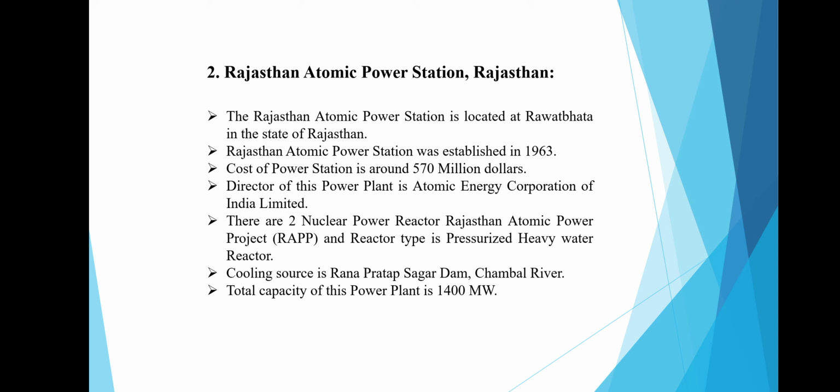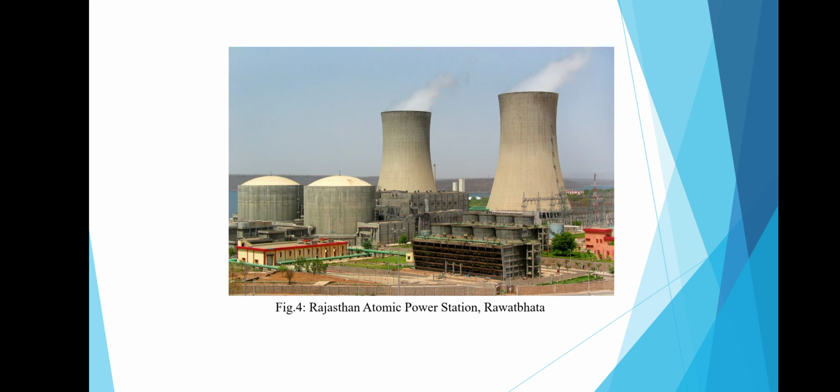There are two nuclear power reactors, Rajasthan Atomic Power Project, and reactor type is pressurized heavy water reactor. Cooling source is Rana Pratap Sagar Dam, Chambal River. Total capacity of this power plant is 1400 megawatt. This is the Rajasthan Atomic Power Station, Rawatbhata.